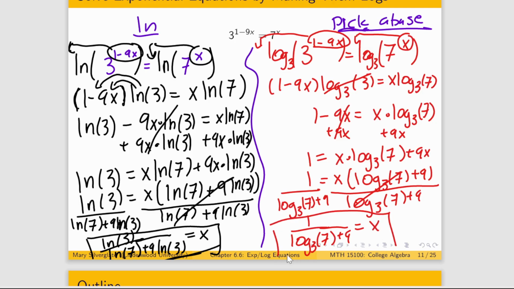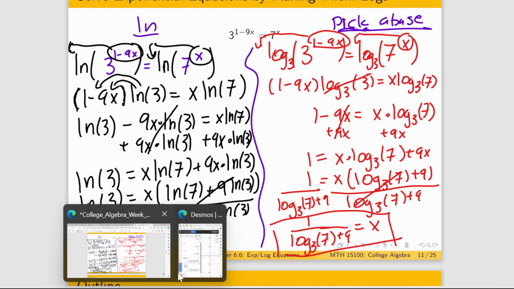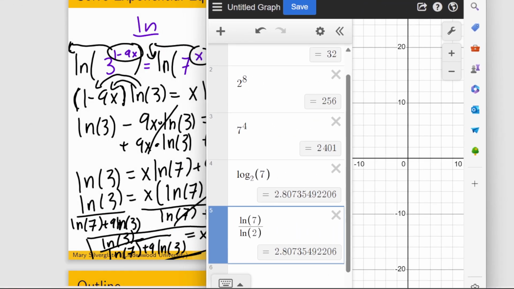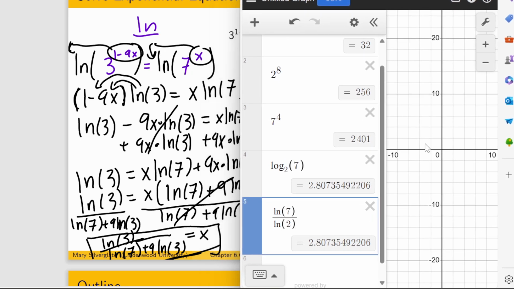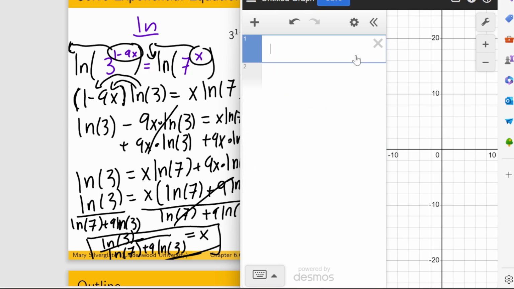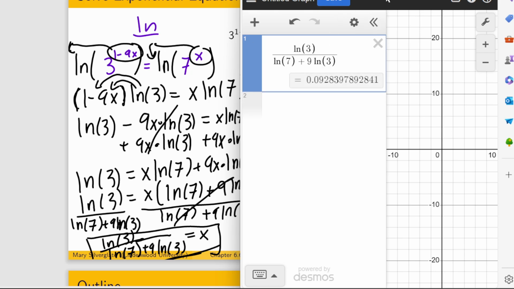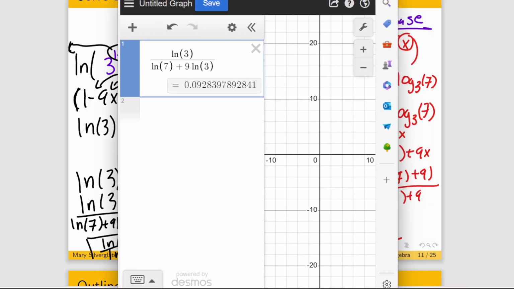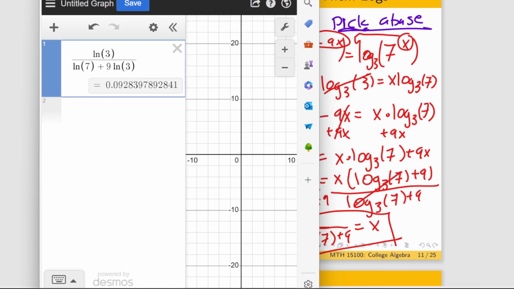And you might be saying, hold up, those are not the same thing. They look totally different. But let's check. If I were to use the change of base formula and confirm, these should actually give you the same thing. So on one line, let's go ahead and put the natural log of 3 divided by the natural log of 7 plus 9 times the natural log of 3. It's about 0.092839.